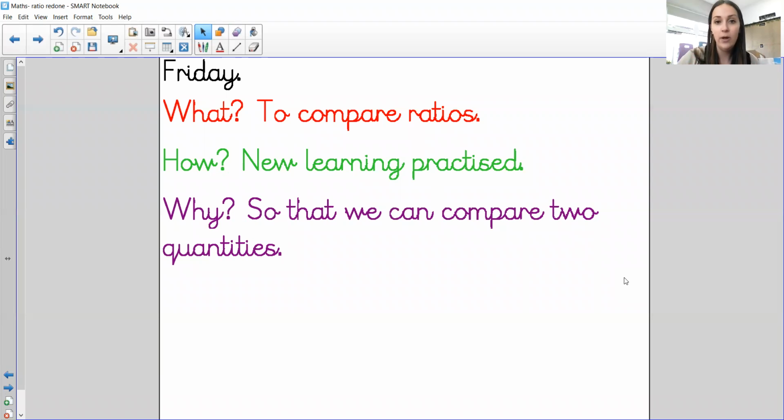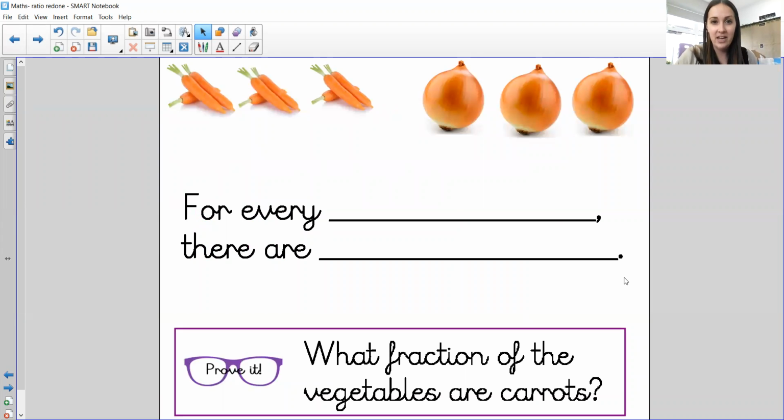So what are we doing? Well, we are comparing ratios and we are practicing that new learning. And obviously the whole reason we look at ratio is so we can compare two quantities. Okay then, so this is rewinding back right to the start of the week.